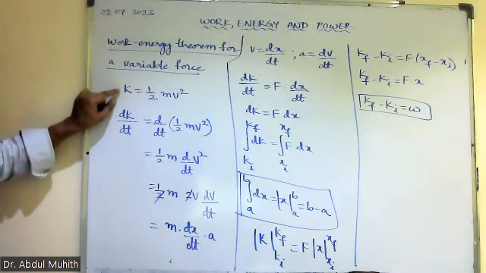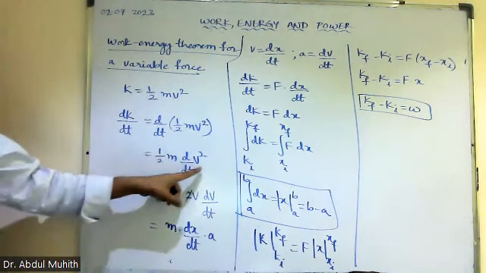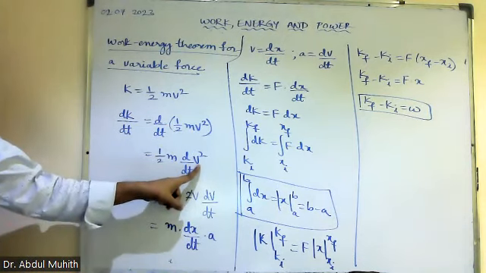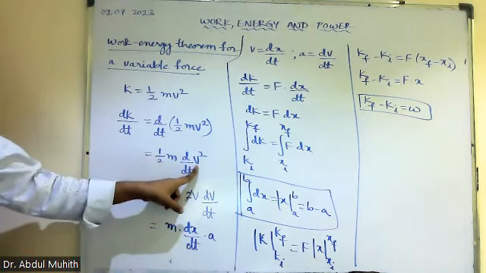Differentiate on either of the sides. dK by dt equals d by dt of half m v square. Now what I have done is taken half m outside: d by dt of v square. The derivative of v square is 2v. If it is x square, the derivative is 2x; similarly the derivative of v square is 2v, into dv by dt.